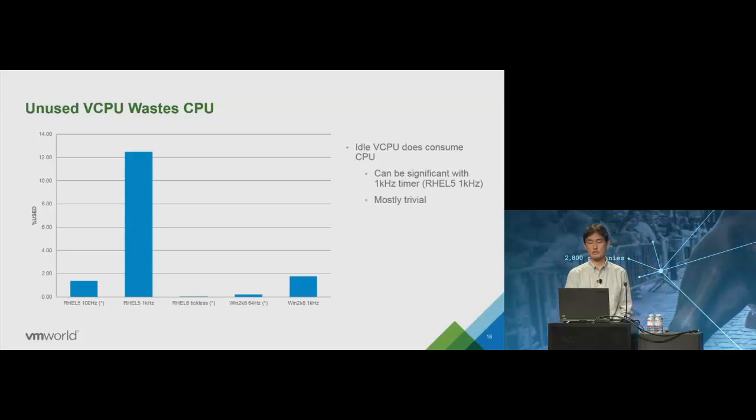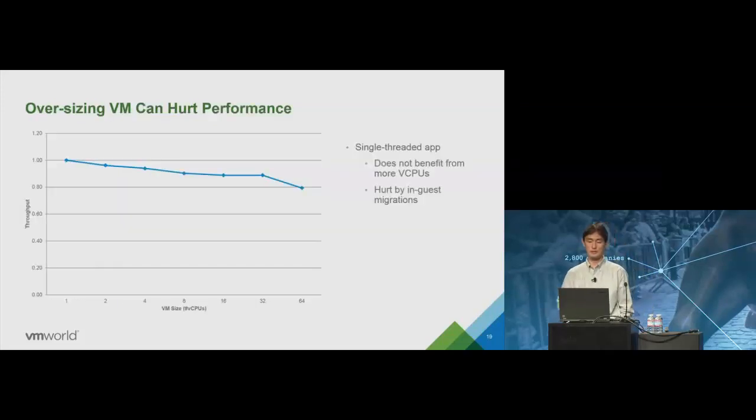Red 5 1 kilohertz timer is about 12.5%. Okay, it's not free. But the second point is more important. So oversizing VM actually can hurt performance.